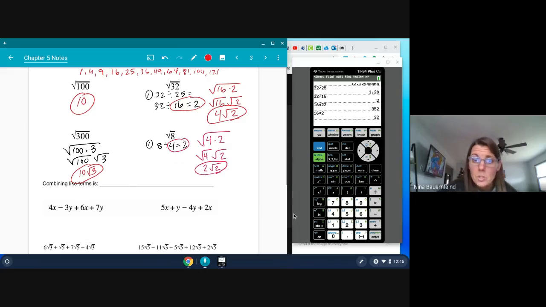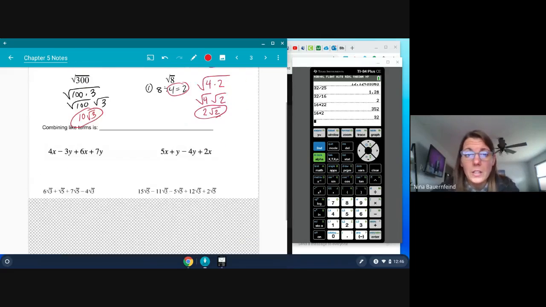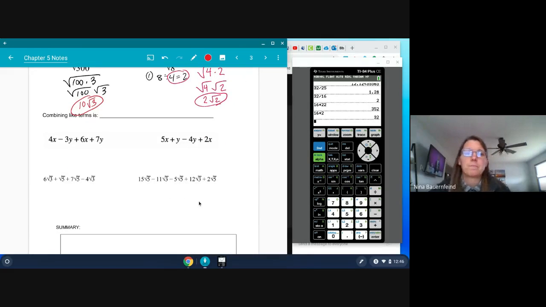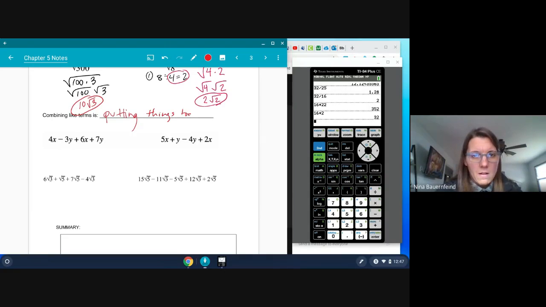Okay, so that's the first chunk. There's going to be a couple questions like that on your quiz. I'll show you how they look. And then down here, this is the last part, and this actually goes pretty quick. So combining like terms is putting things together that look the same. So here's what I mean.